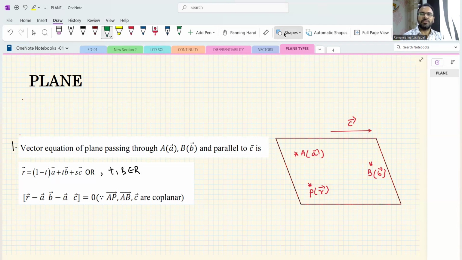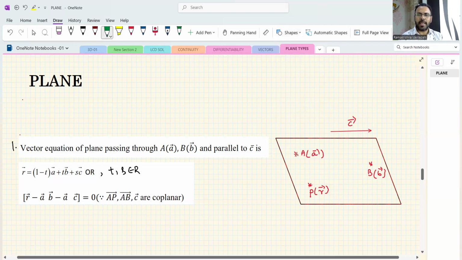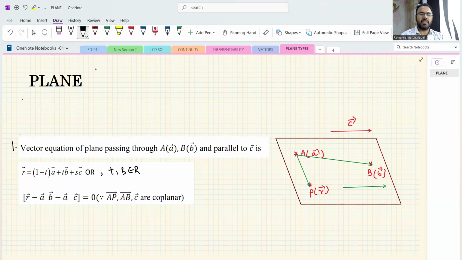Now join A and P. We got one vector. Join A and B. We got another vector, right? Now, parallel to the C bar vector, you take a vector. This is the C bar vector. It is not necessary that vector C bar should lie on the plane. It can be parallel also. So this is the C bar vector.